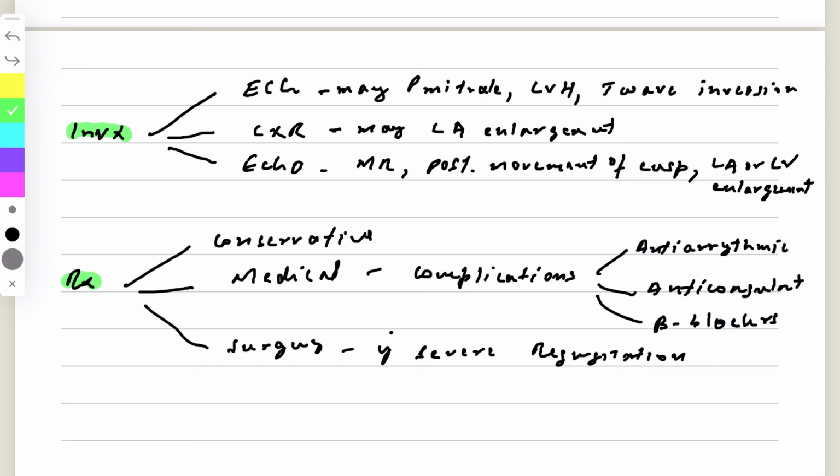So my dear doctors, this was all about mitral valve prolapse. And I think if you come across the case, just remember the murmur, remember the patient is young. On auscultation, if you hear a click followed by a late systolic murmur, then this is mitral valve prolapse.